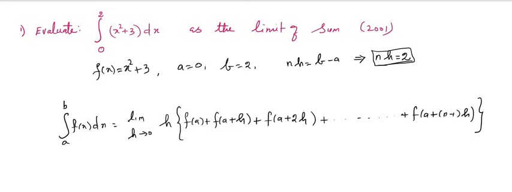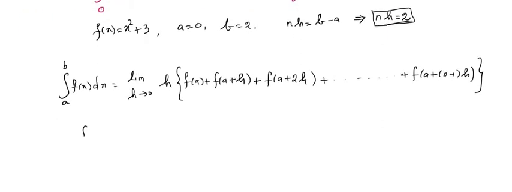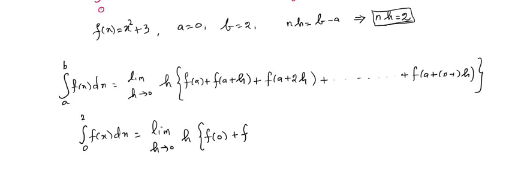As soon as you have this, substitute our values, that is our a and our b. Here in our problem, a is 0. Therefore, integral 0 to 2 f of x dx is equal to limit h tends to 0, h into f of a. What is a here? 0. Therefore, f of 0. Then f of a plus h, f of 0 plus h, that is nothing but f of h. Then f of 0 plus 2h, that is nothing but f of 2h. It goes till f of 0 plus n minus 1 h. Therefore, this is the formula reduced for this particular problem.